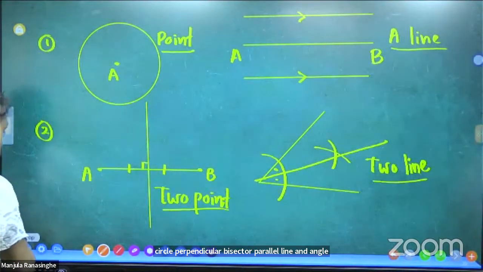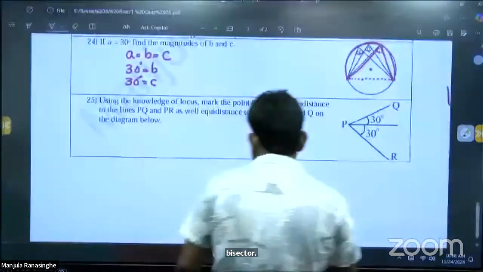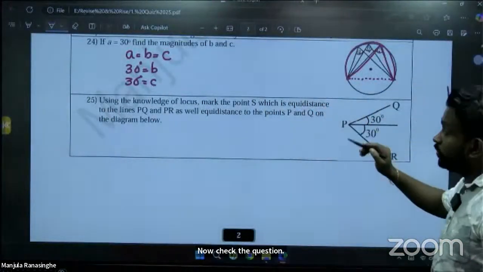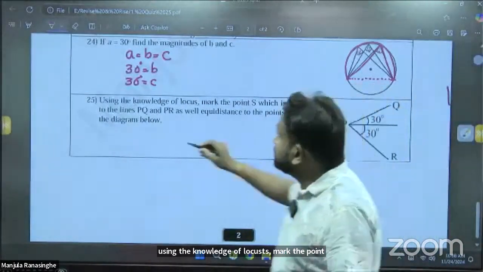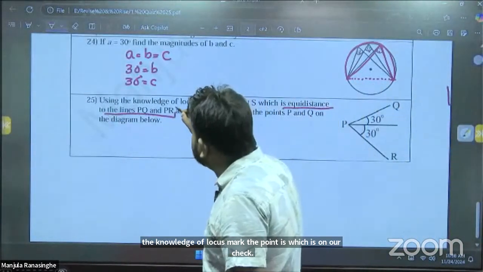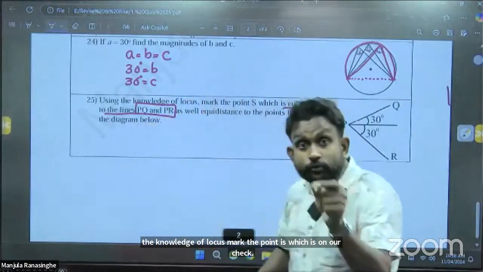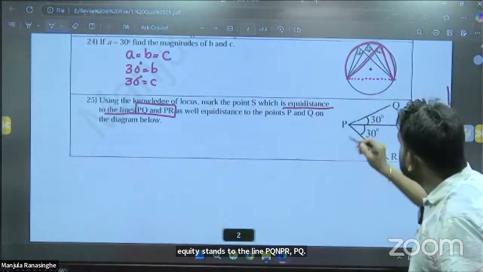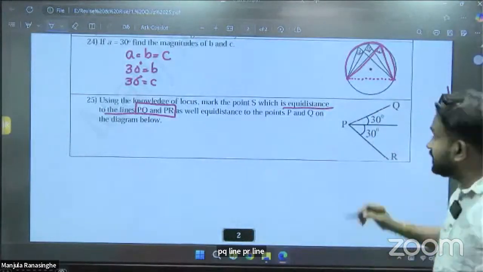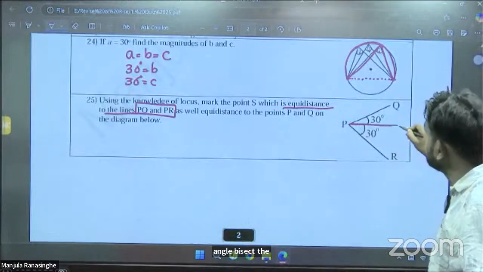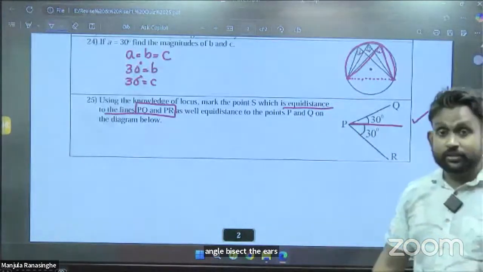Now check the question. The question says that using the knowledge of locus, mark the point which is, now check, equidistance to the line PQ and PR. PQ is a line, PR is a line. PQ line, PR line. Two line equidistance means angle bisector. Yes, that is drawn. It is drawn by themselves.